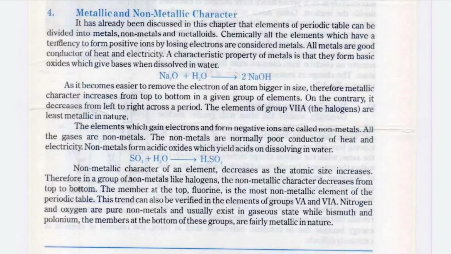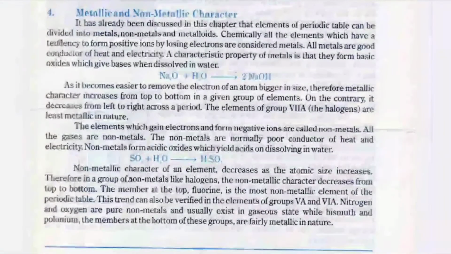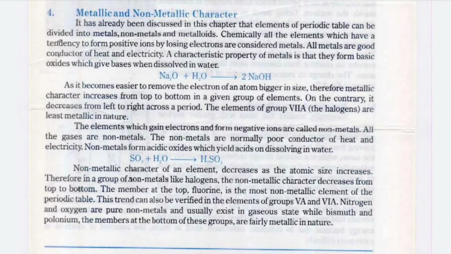And so we conclude that the group 1A and 2A elements are good losers of electrons. They can lose electrons very easily, so they are most metallic in nature, and the elements which are present at the right side of the periodic table belonging to group 6A, 7A are good gainers of electrons. They can gain electrons very easily, so we can say that they are non-metallic in nature.